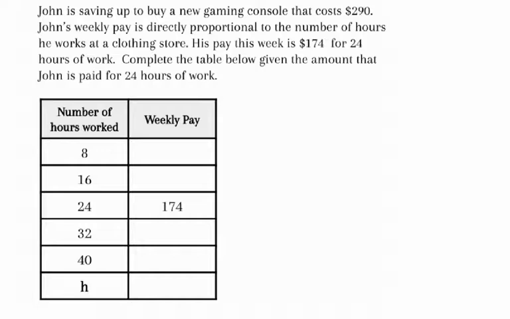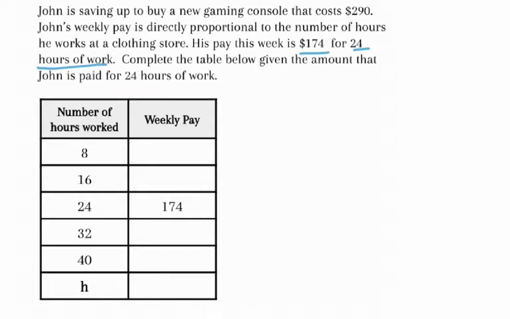John is saving up to buy a new gaming console that costs $290. John's weekly pay is directly proportional to the number of hours he works at a clothing store. His pay this week is $174 for 24 hours of work. And you see that they threw that information right there in the table. So we got that so far. All right. Complete the table below given the amount that John is paid for 24 hours of work.